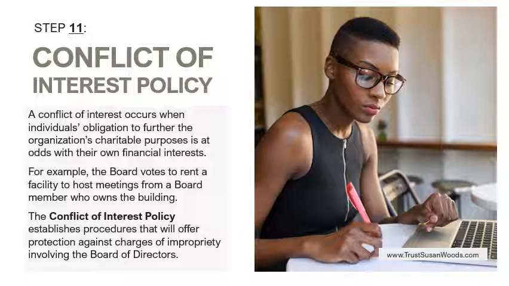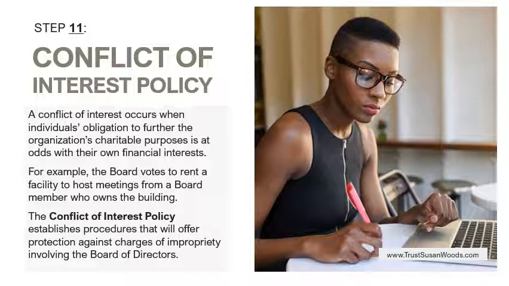A conflict of interest occurs when individuals' obligation to further the organization's charitable purposes is at odds with their own financial interests. For example, the board votes to rent a facility to host meetings from a board member who owns the building. The conflict of interest policy establishes procedures that will offer protection against charges of impropriety involving the board of directors.